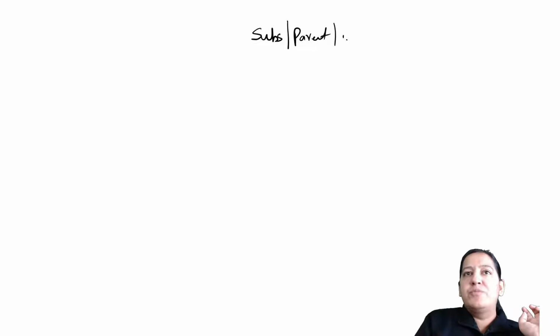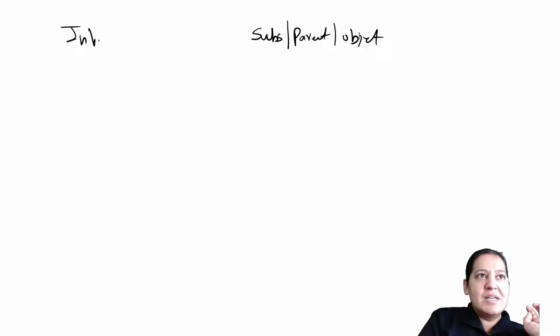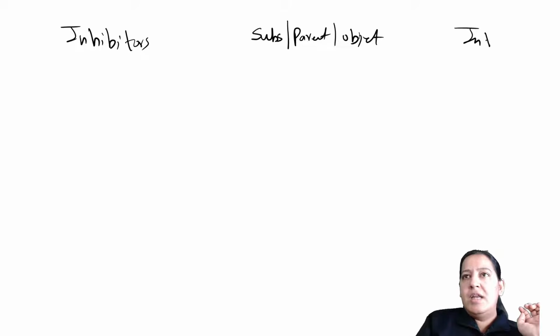I am giving you the summary. So let me tell you what substrate drugs are. Substrate drugs are also known as parent drug, also known as object drug. Whatever you say, it is one and the same thing. And what are inhibitors? And what are inducers?